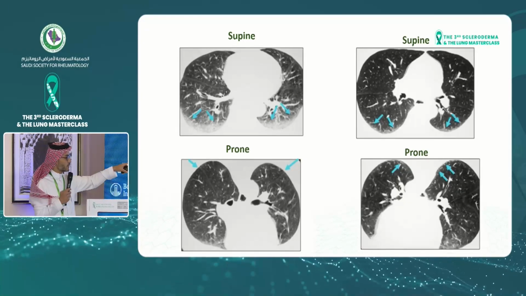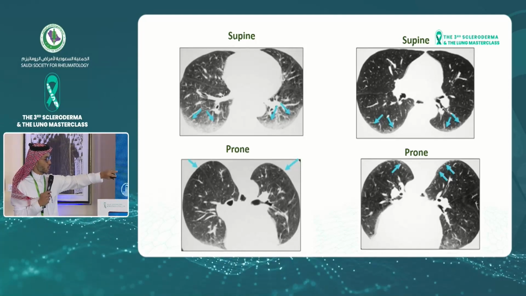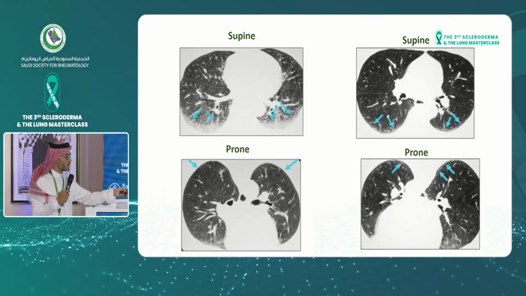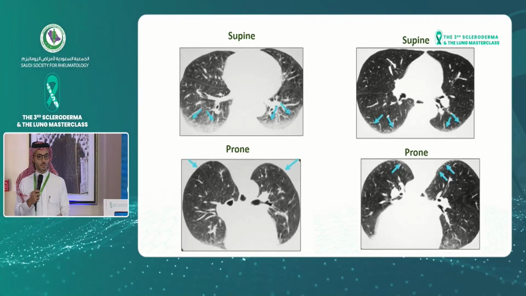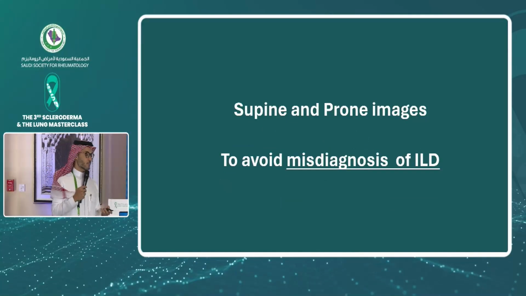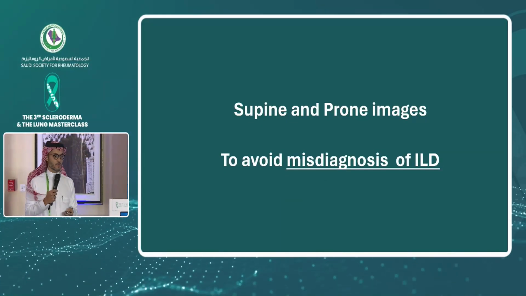On the other hand, for patients who have an abnormality in the supine position, when you flip them and the abnormality persists, that means this is actually interstitial lung disease and not dependent changes. So it's important to do supine and prone images to avoid misdiagnosis of interstitial lung disease.